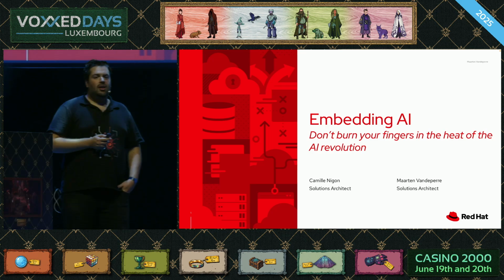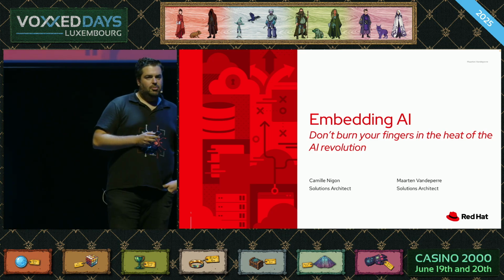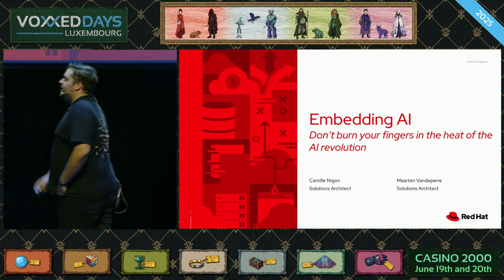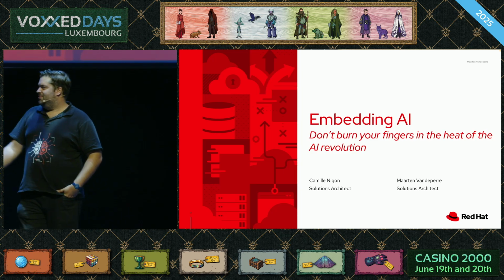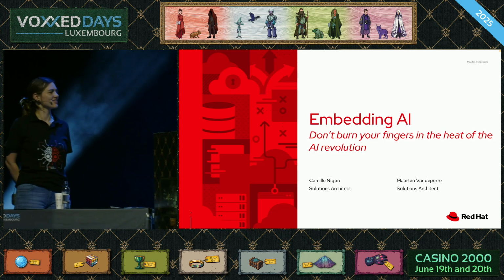I'm Maarten Vandeperre. I'm Specialist Solution Architect for Red Hat, specialized in application development and AI. And with me, I have today Camille. Hi, I'm Camille. Nice to meet you. I'm an AI solutions architect at Red Hat.